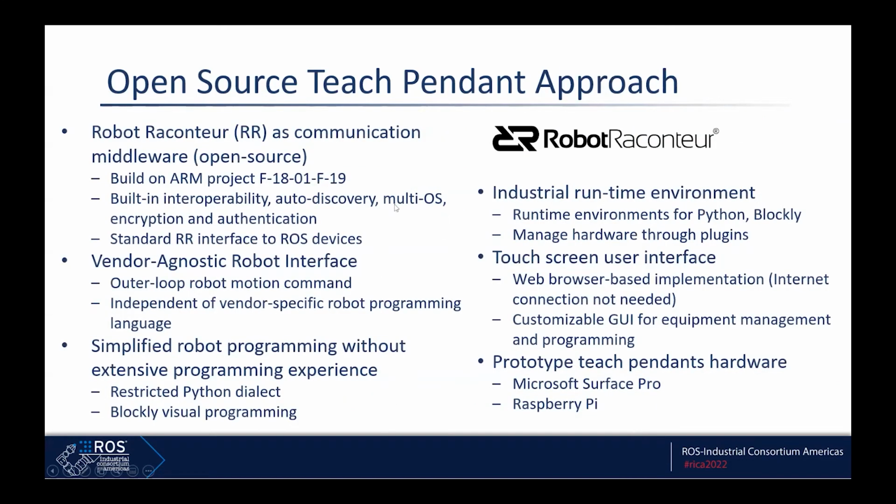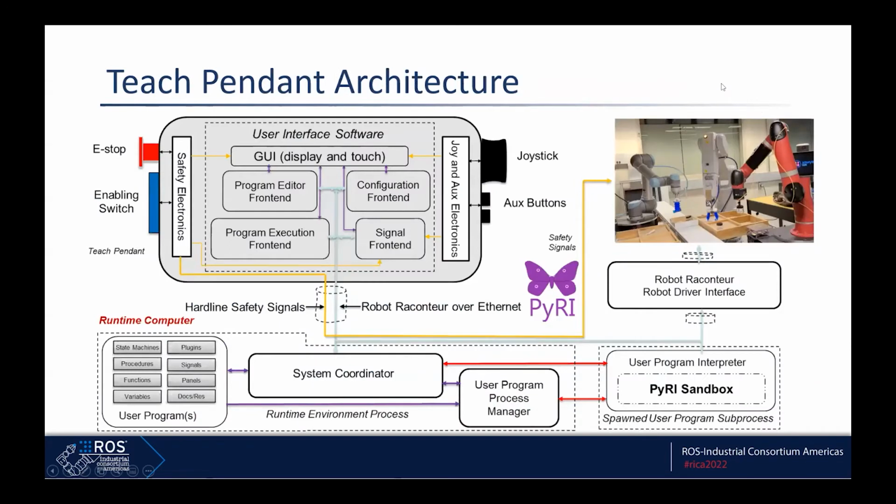So these are just some of the requirements. I'm not going to dwell on these too much though for time. This is a block diagram of what the teach pendant looks like. So you have a runtime which manages the system, and then a sandbox where the user programs run. And then there's a front end which can either be on a physical teach pendant or it's on a computer. So it's designed to be used either on a small screen or a large desktop.